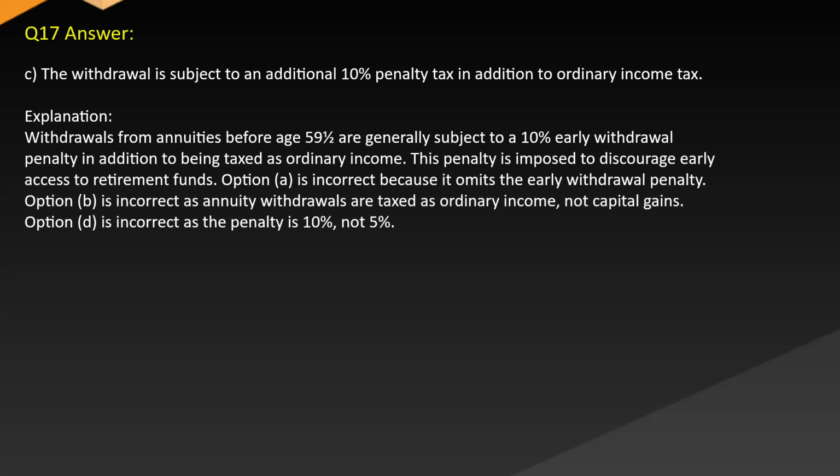Option A is incorrect, because it omits the early withdrawal penalty. Option B is incorrect, as annuity withdrawals are taxed as ordinary income, not capital gains. Option D is incorrect, as the penalty is 10%, not 5%.